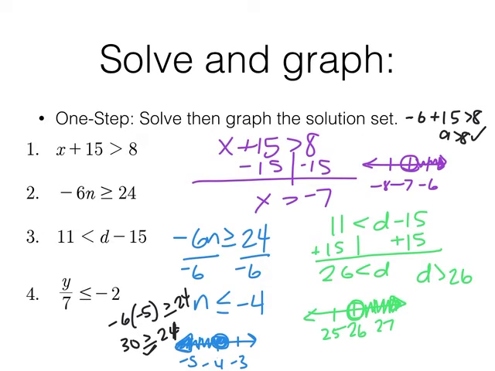Let's test it out. Let's take 27. Is 11 less than 27 minus 15? Well, 11 is less than 12, so yes, that one works.